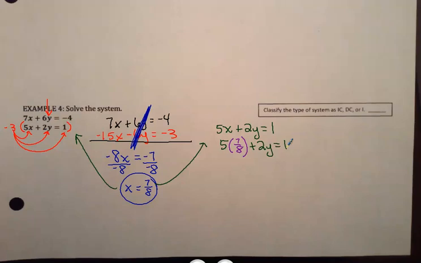You know what? I guess it wouldn't matter if I chose the other one. Neither one of them would have been real pretty. So 5 times 7 is 35. 8 plus 2y equals 1. We're going to subtract 35/8. So that'll give us 2y equals, 1 is equivalent to 8/8, right? So 8/8 minus 35/8. Anybody got that? Good. It is negative 27/8.